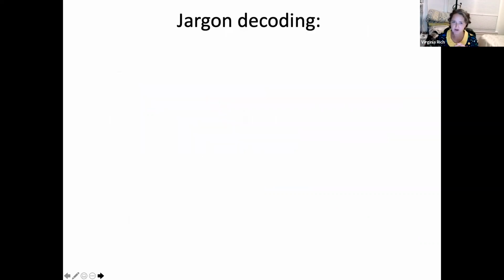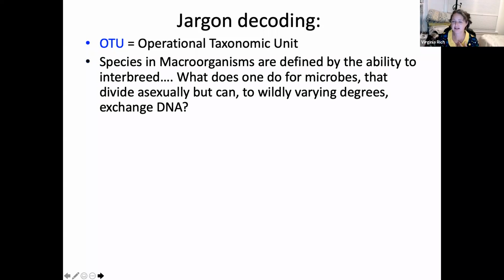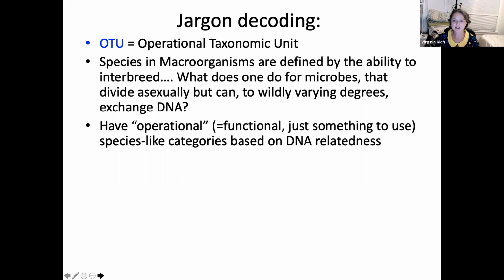Okay, so briefly, jargon decoding. These are terms that you have no doubt heard your microbial ecology colleagues using, and you might have wondered what they meant. OTU stands for Operational Taxonomic Unit, and that's because species are difficult to pin down in microbes. In macroorganisms, we define species by the ability to interbreed. But you can't really do that for microorganisms that divide asexually, but can, to wildly varying degrees, exchange DNA. So we can't use the ability to exchange DNA to define species in microbes. Instead we have an operational definition, which is the O in OTU. It's an operational definition for functional purposes, like species-like categories based on DNA relatedness.